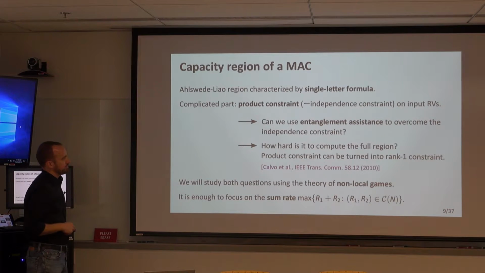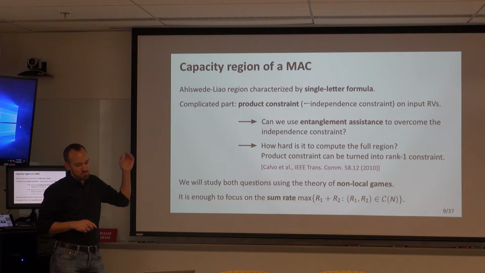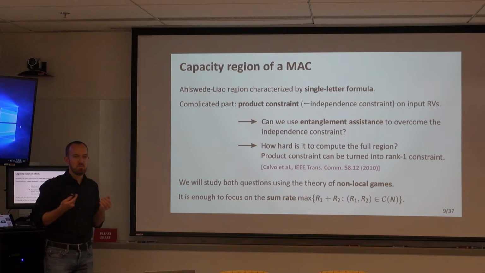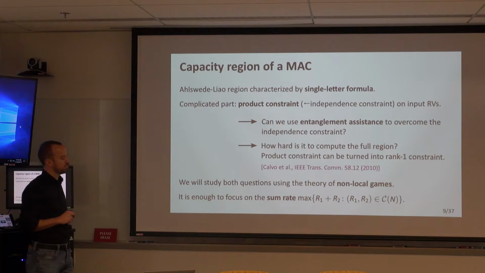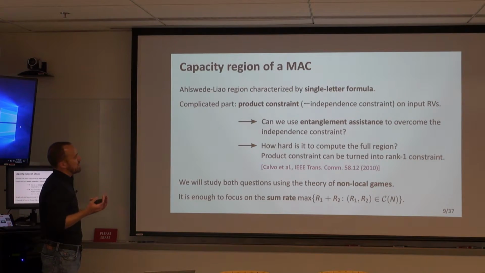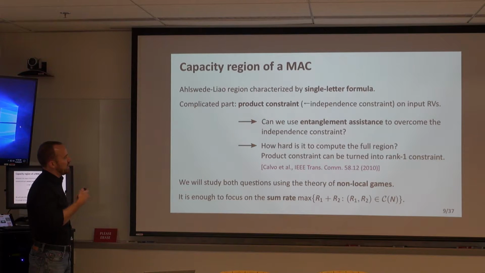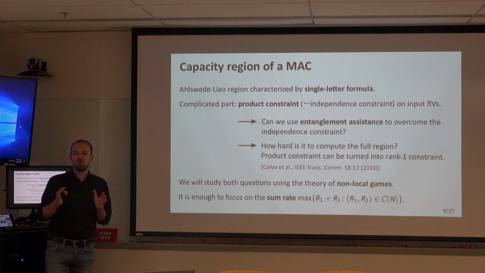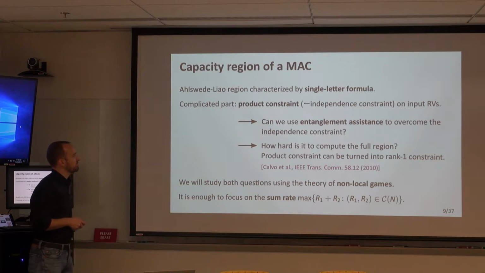All right. And so as I told you, the nice thing about the Ahlswede-Liao region is that it's characterized by a single letter formula. So you don't need to take limits. You only need to evaluate entropic quantities. But the complicated part is this product constraint on the input random variables, which operationally comes from the fact that you don't allow the two senders to communicate during the transmission. So whatever they do has to be independent of each other.